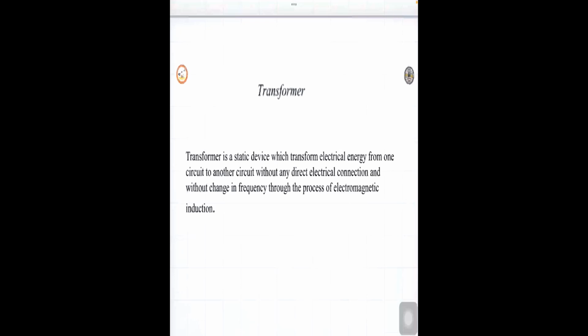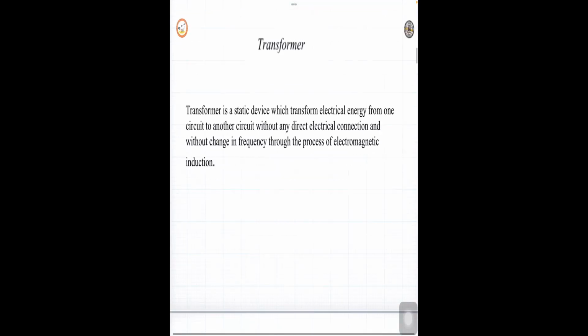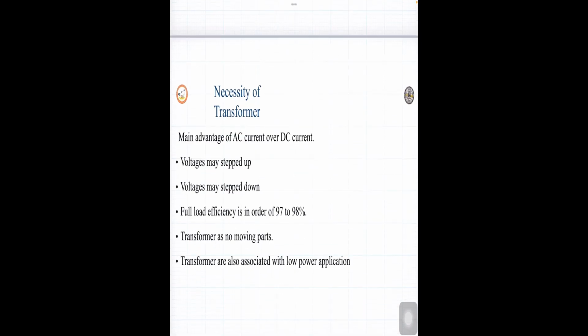Now let us understand why the transformer is necessary. What is the use of the transformer? The principle of operation of the transformer works on electromagnetic induction. Why we require a transformer is because generation takes place at higher voltages and it has to be transferred to domestic and industrial purposes at lower voltage levels. So the transformer is a device wherein voltages may be stepped up, increased, or stepped down, decreased, and one more major advantage is that it works on AC supply.